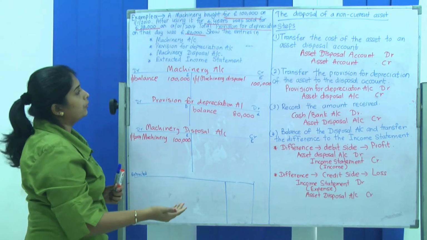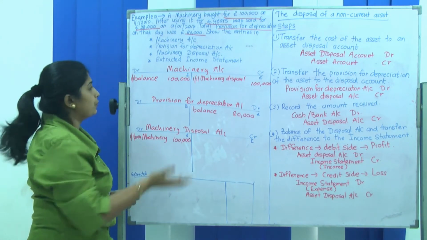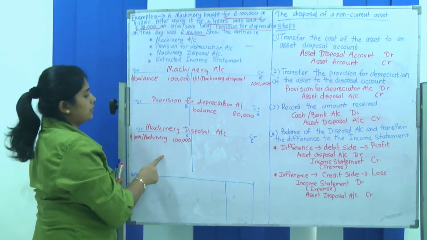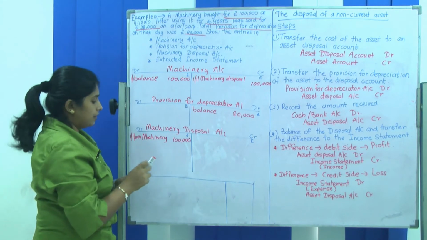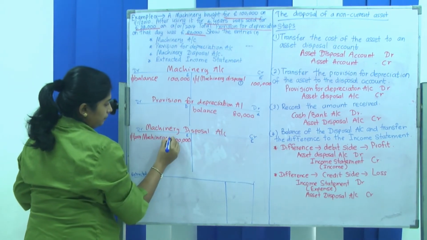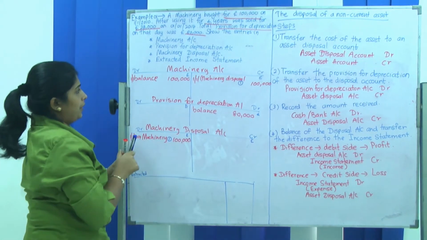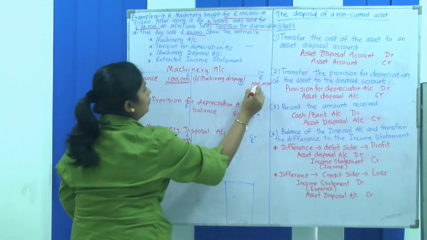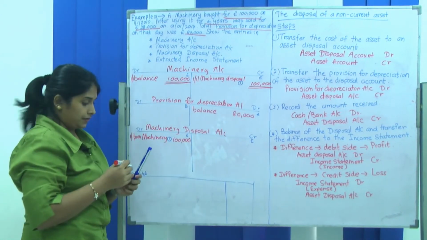Now when you are selling your machinery, it does not belong to you, so you have to cancel it from your books. So it will be debited to the machinery disposal account and it will be credited to the machinery account. So this is the first step, and you can see both sides are equal, that means the machinery account will be cancelled.